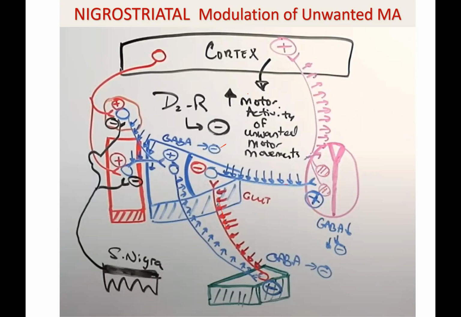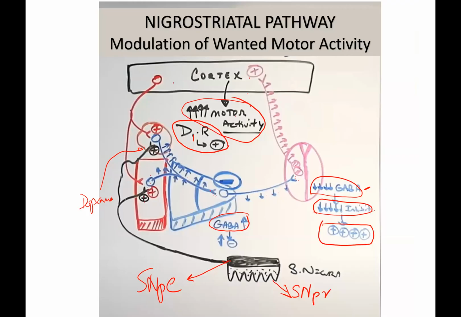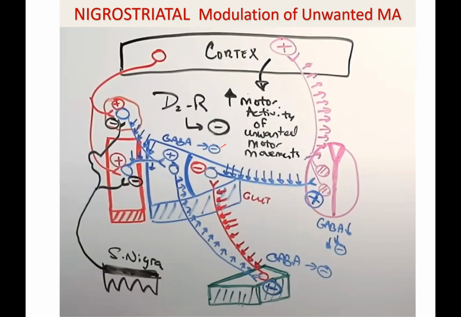Okay. What happened here? Here there is an increase in the motor activity of the unwanted muscles when this pathway is stimulated, when dopamine sits on the D2 receptor. Now again I am tracing the substantia nigra to the putamen and the caudate nucleus, sitting on the D2 receptors.